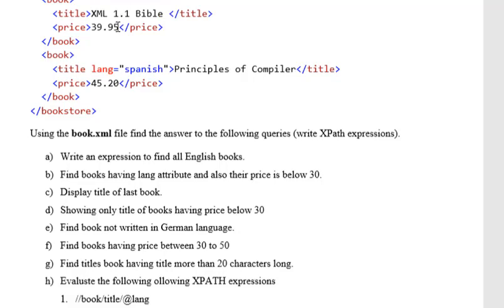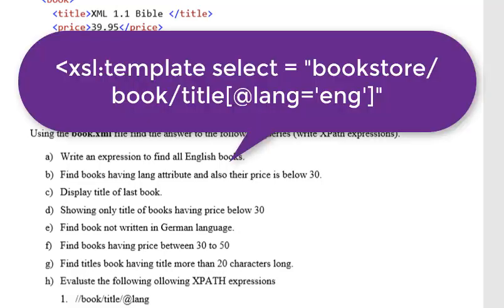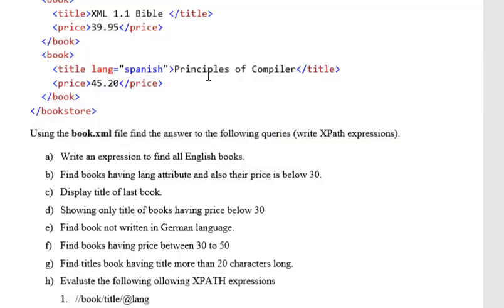So what is the way to say all English books? All uses double slash. So the expression will be xsl:template select equals, and now you give the answer here: double slash, bookstore/book/title, then inside square brackets you say @lang = 'eng', which means you are selecting the titles of all the books which have language English as the attribute. Similarly, you can solve them one by one.